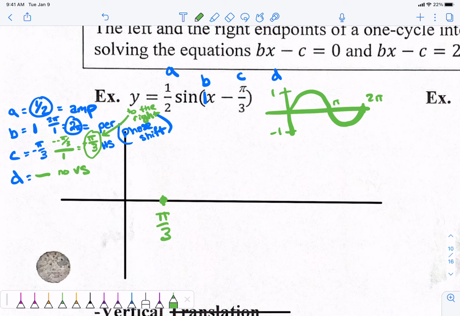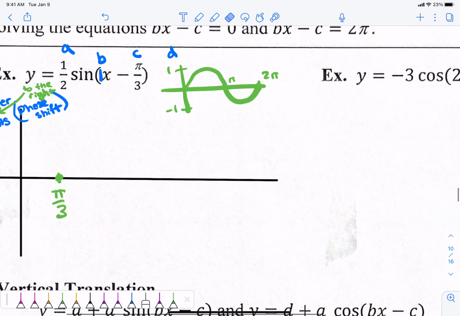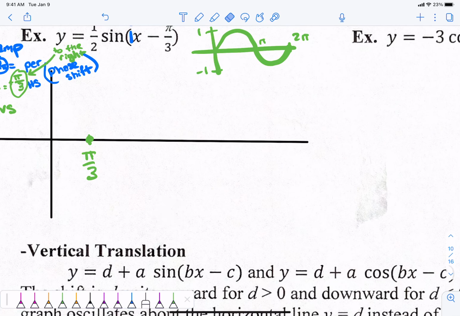Now the period, where he ends, is the next thing I want to do, and then I can block off where the middle section is. 2 pi is how long he is, so from here to the end is going to be 2 pi. I have to figure out where he's going to end. So I take pi over 3 and add 2 pi to it, or I add 6 pi over 3, because that would be a common denominator. So where am I going to end? 7 pi over 3. Okay, 7 pi over 3 is right there.